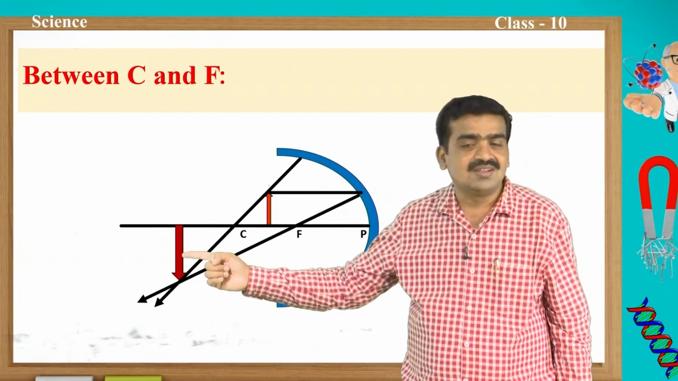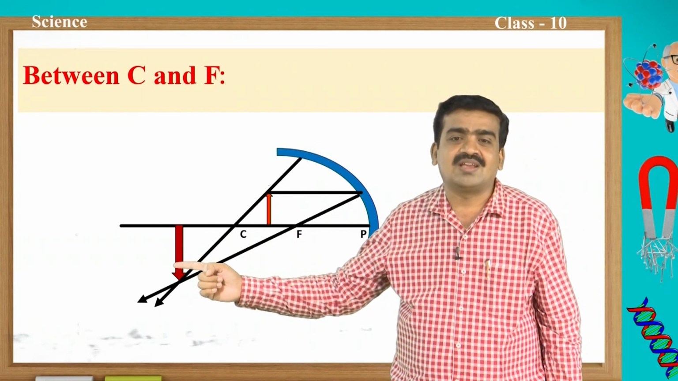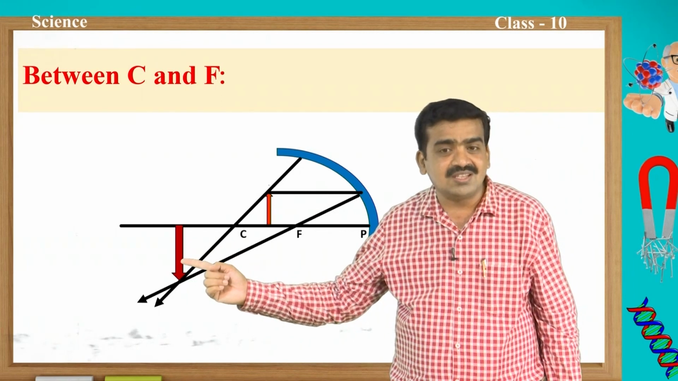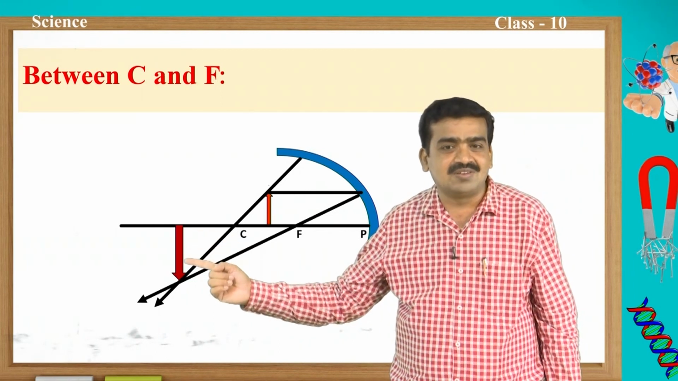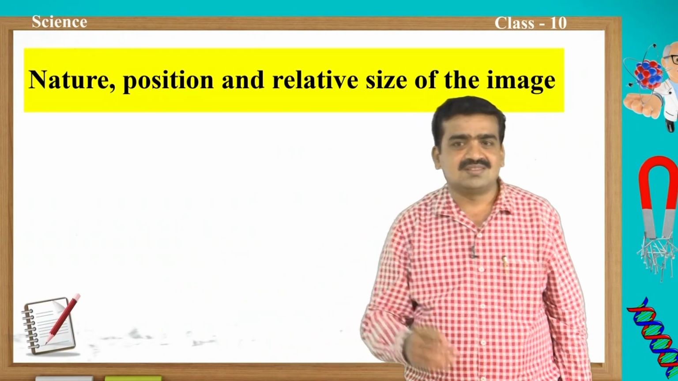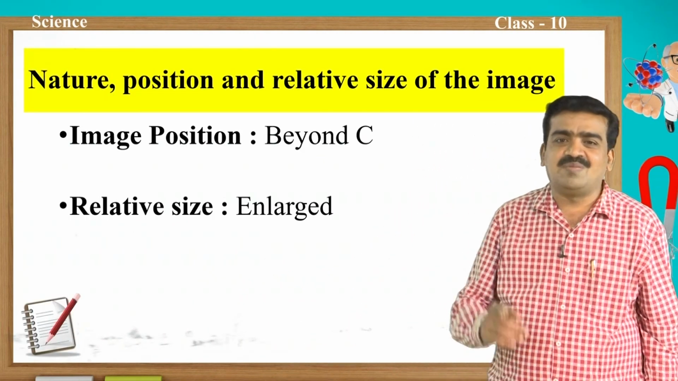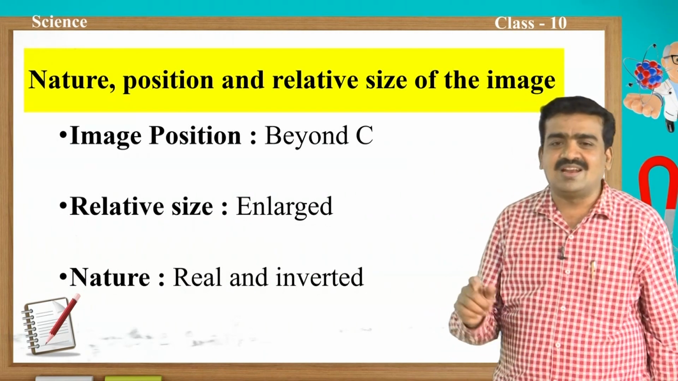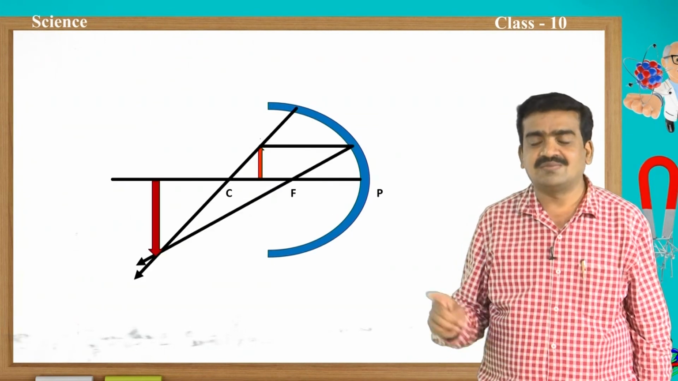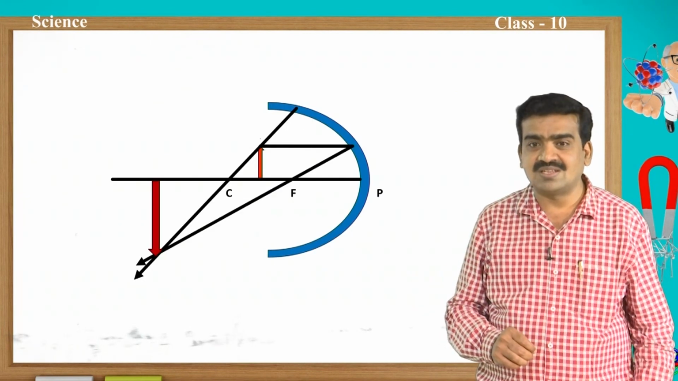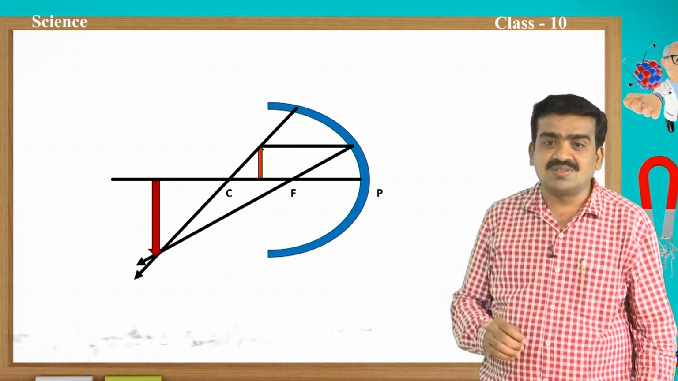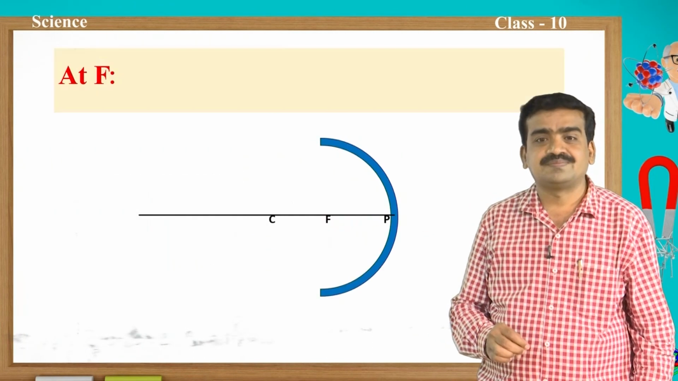So, here also there is an inverted image and we can notice the three important things. The position of the image is beyond C, then nature is inverted, then size is enlarged. See, image position is beyond C, relative size is enlarged and nature is real and inverted. It is very important for the point of examination also. You have to practice these ray diagrams along with the nature of the image formed by the concave mirror.